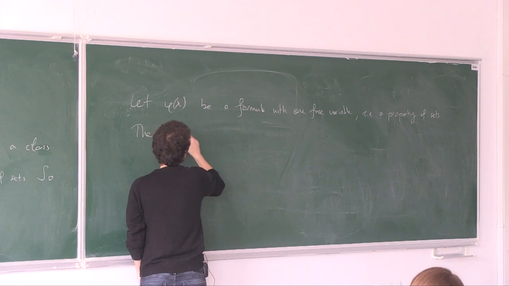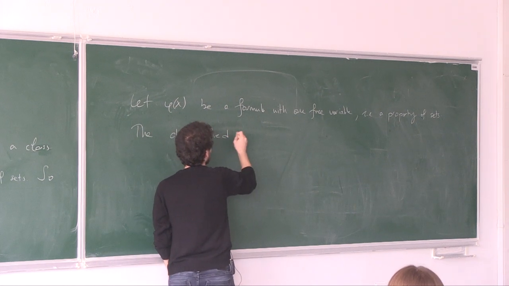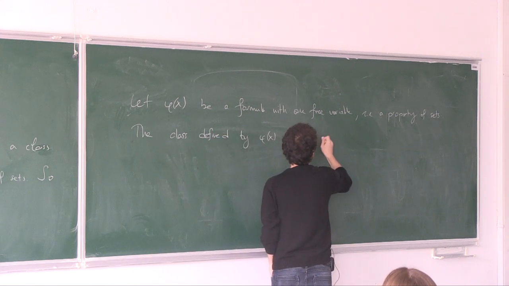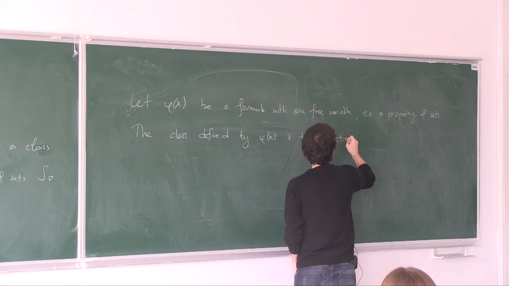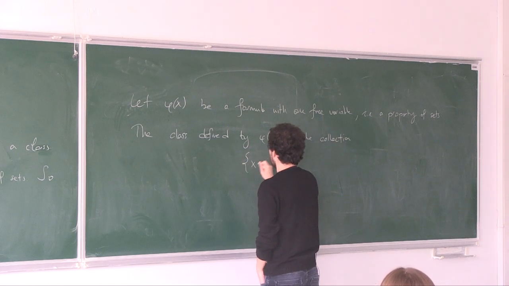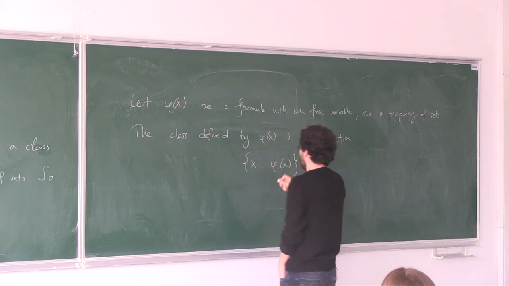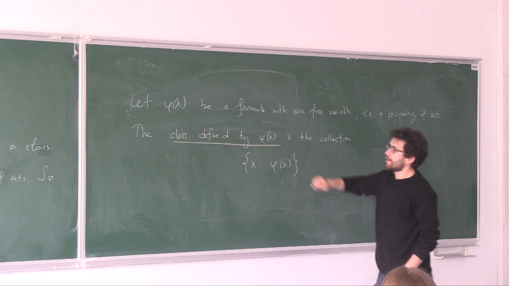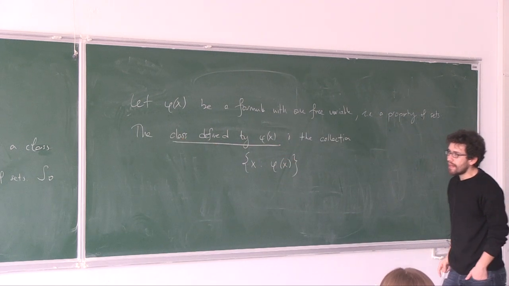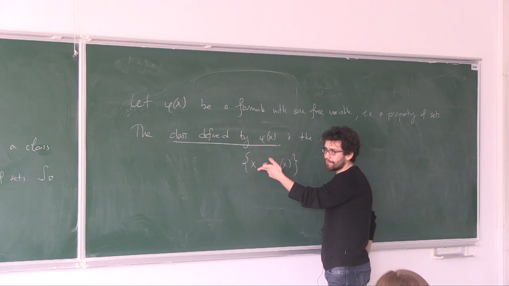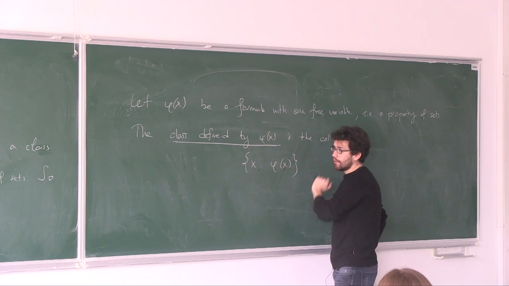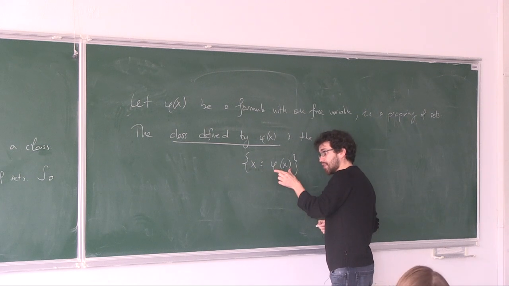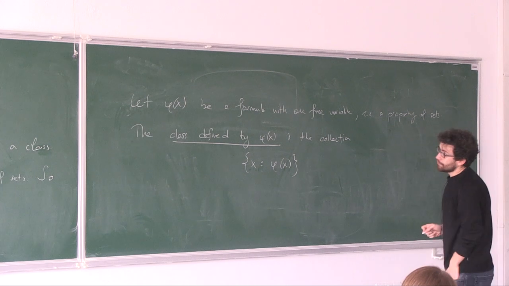Now, the class defined by phi of x is the collection. Now I'm going to use the usual set builder notation you know. When I talk about the class defined by a property, by a formula, I simply mean the collection of all sets satisfying that formula. This is the collection of all sets such that this property holds. Okay?